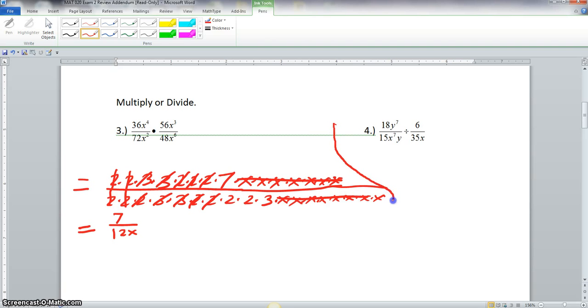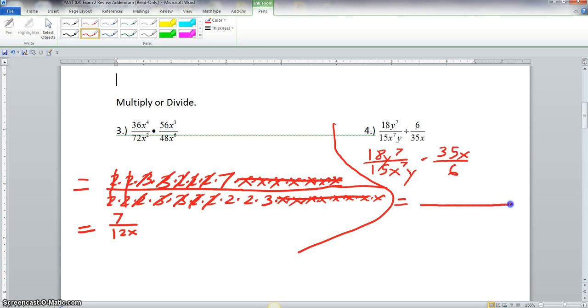Now, we come here to problem number 4. Before we do the prime factorization of this, let's change this division to multiplication. So we will have 18y to the 7th over 15x to the 7th y times, we'll take the reciprocal, it'll be 35x over 6. Now, we could do the prime factorization. Now, what we would need to do, well, we need more space here. So let me put this down here.